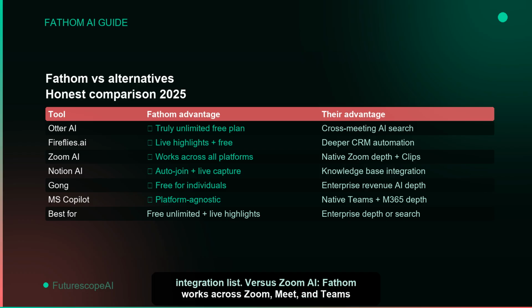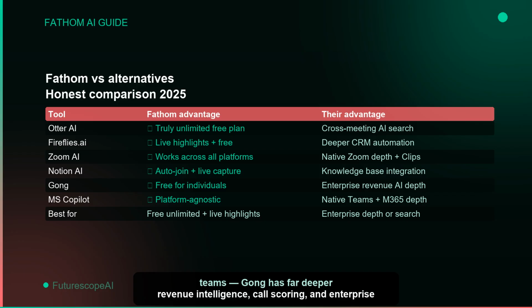Versus Zoom AI, Fathom works across Zoom, Meet, and Teams without platform lock-in. Zoom AI is more deeply integrated with Zoom's native features and clips. Versus Notion AI, Fathom auto-joins calls and captures live. Notion AI is stronger for turning meeting notes into structured knowledge-based content. Versus Gong, Fathom is free for individuals and small teams. Gong has far deeper revenue intelligence, call scoring, and enterprise sales analytics.